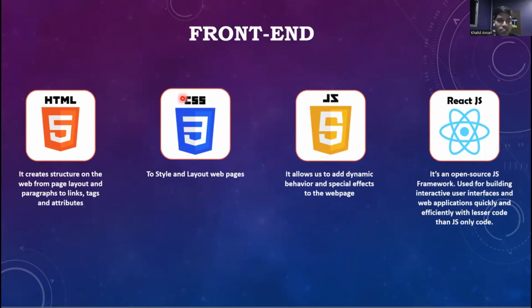In the front end, we have HTML. It is used to structure the web page. It's basically the skeleton of the web page. Meanwhile, CSS is used to style and lay out the web pages. And JavaScript allows us to add dynamic behavior and special effects to the web page. Basically, it's like the brain. And then there is React.js. It's a JavaScript library used for building interactive user interfaces and web applications. And it has less code than vanilla JavaScript.